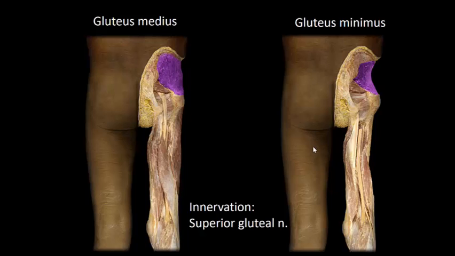So what are the hip abductors? Gluteus medius and minimus. Both of these muscles attach proximally to the gluteal surface of the ilium and distally to the greater trochanter of the femur. Innervation of both of these muscles comes from the superior gluteal nerve.